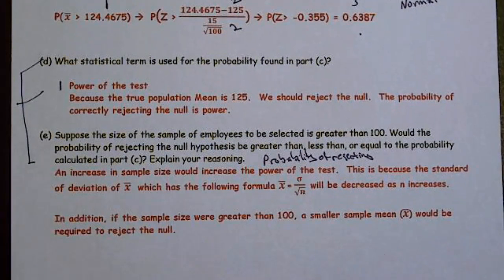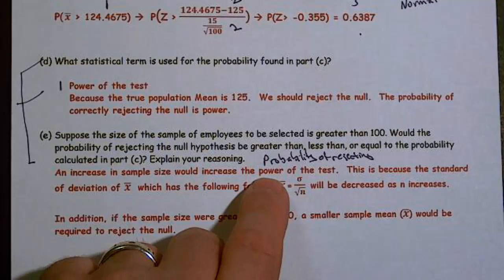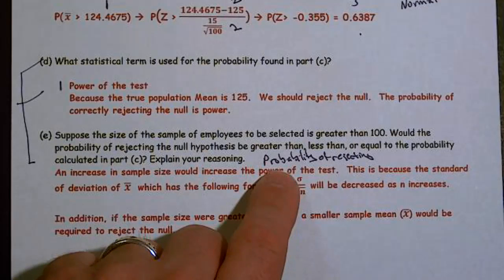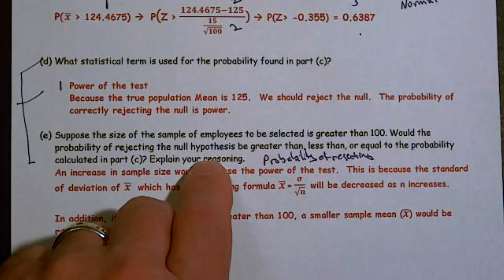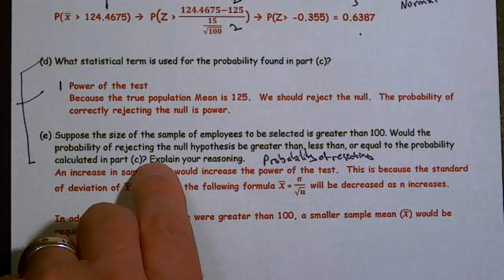So suppose the size of the sample of employees to be selected is greater than 100. Would the probability of rejecting the null be greater? And I said increasing the sample size would increase the power of the test. All right, that's a questionable response. I probably should have said it would increase the probability of rejecting. Yes, power of the test is probability of correctly rejecting, so I'm sure they would have given me full credit, but they really wanted us to answer the question, which is specifically probability of rejecting. So make sure you answer the question.